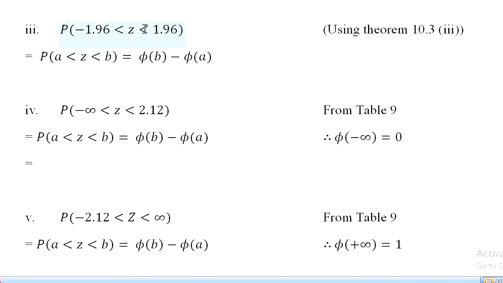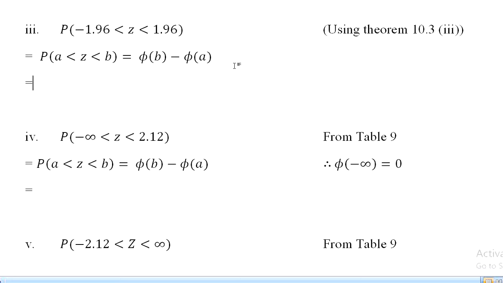If you have the between sign, minus 1.96 is less than Z is less than 1.96, what will you do? You are going to use theorem number 10.3, part 3. The theorem says that if you want to find the probability of Z between A and B, then you find phi of B minus phi of A, that is, phi of upper value minus phi of lower value. Keeping this theorem in mind, let us put the values inside it.